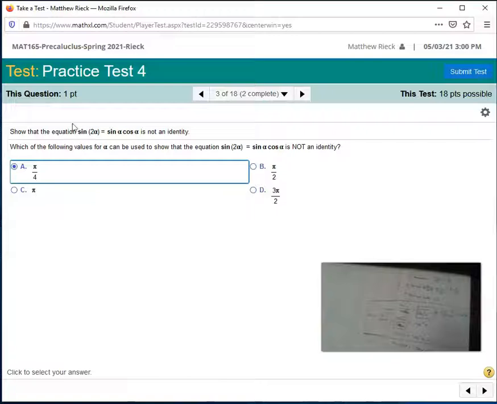Whereas if I chose pi, sine of 2 pi is 0. Sine of pi is 0, so 0 times anything is 0, so that works out. Likewise, when I plug in pi over 2 for alpha, sine of pi is 0 and cosine of pi over 2 is 0. Again, 0 times anything, so we end up with 0 equals 0. And likewise for D. So the one that leads to these two expressions not being equal to one another is A.